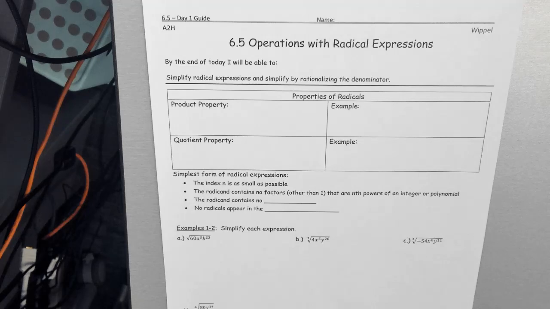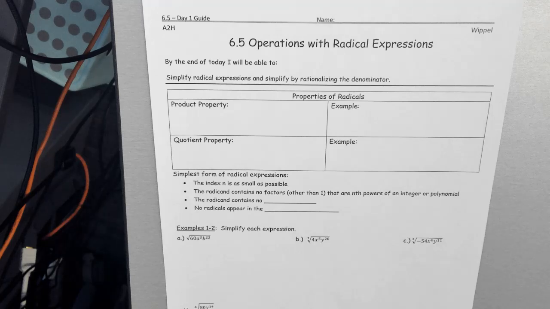All right, so today we're doing operations with radical expressions. So we're going to be simplifying more radicals, which is similar to what we did in 6.3. And then we're also going to be rationalizing the denominators. So we're going to be taking a few things further. Okay, so the first thing we're going to review is the product property.